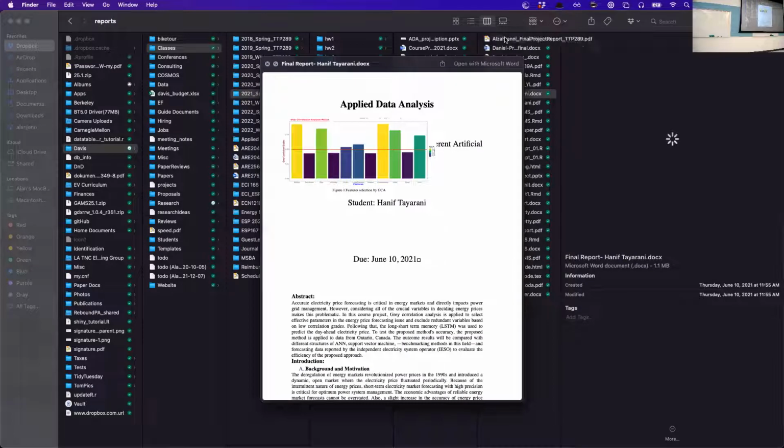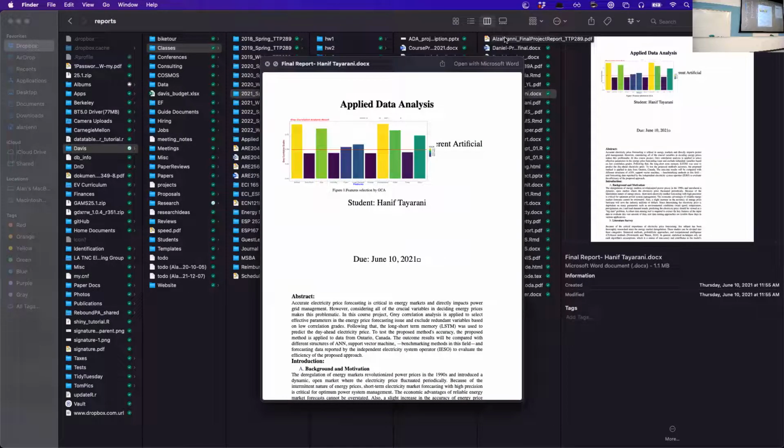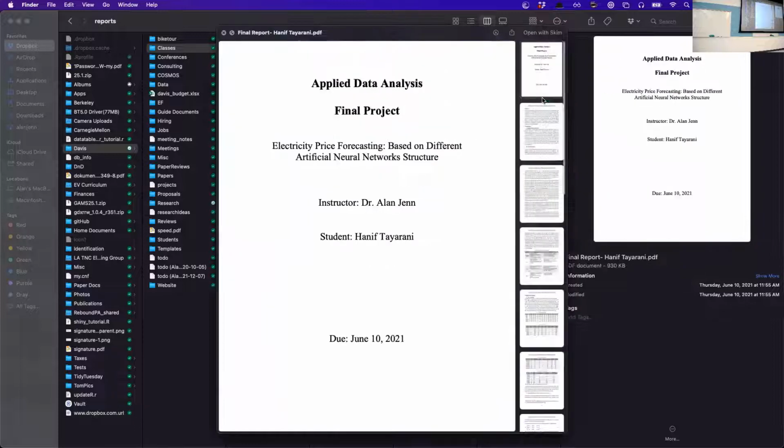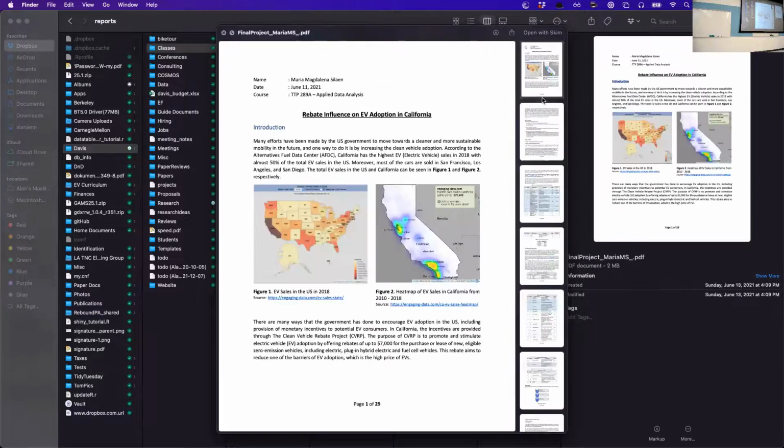Let's see what else. These preview things are really bad. Okay, here we go. Electricity price forecasting. So this one was using neural networks, machine learning, which you learn about way at the end of class, although he already has had some expertise in this area. Yeah, and so looking at forecasting electricity prices.